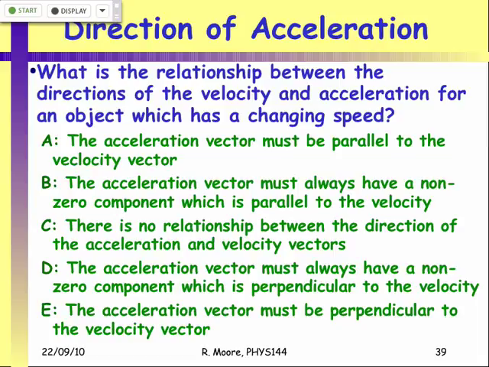So, slightly different question, very subtle change. Supposing now we're asking again the relationship between the directions of the velocity and acceleration, but now for an object which has a changing speed. So not changing velocity now, we're changing the speed. The question is, we've got the same options again, A, B, C, or D, but now we've got a change in speed. So think about it and push the button.